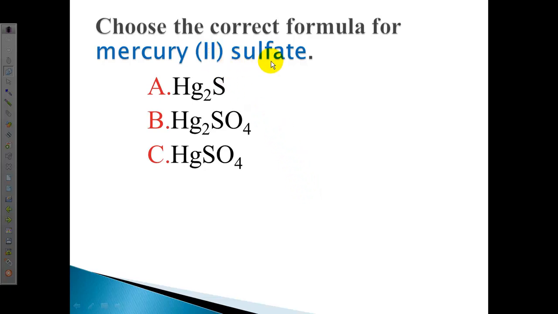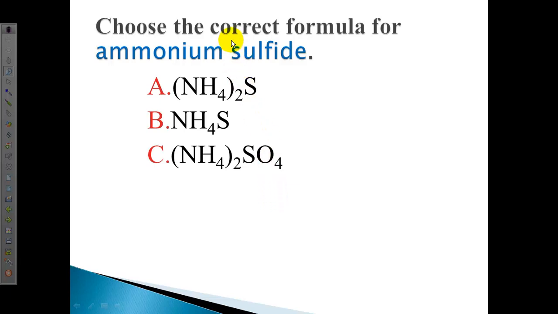Mercury 2, mercury had a +2. Sulfate on your polyatomic chart has a -2. You just need 1 of each, 1 mercury for every 1 sulfate. The answer is C. Ammonium has a +1 charge. Sulfide has a -2 charge. You crisscross, you need 2 ammoniums for every 1 sulfide. The answer is A.